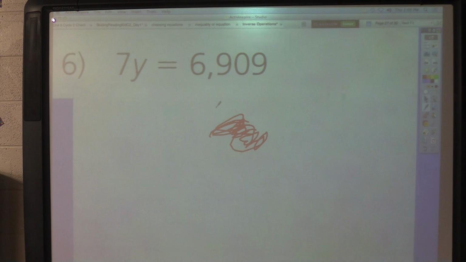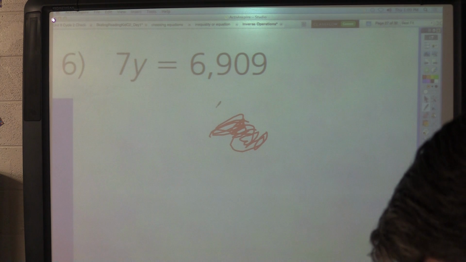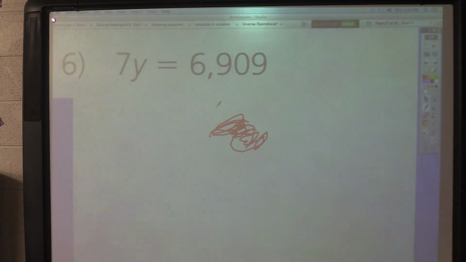Here's one of the problems that my students said they struggled with on the homework last night. So I thought I would go ahead and demonstrate how they can solve it. This is an example of a problem where students are going to have to use inverse operations to isolate the variable to figure out what the value of the variable is.